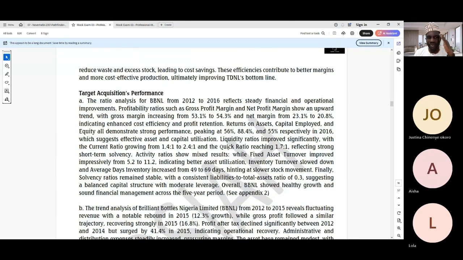Then in displaying analytical skills, I now brought in all the ratios that I used to speak to the target performance, or speaks to BBNL's performance. So I said using the ratio analysis, I talked about gross profit, net profit margin, the activity ratios, the short-term, the long-term solvency ratios, and I spoke them in 1 point all in this place.